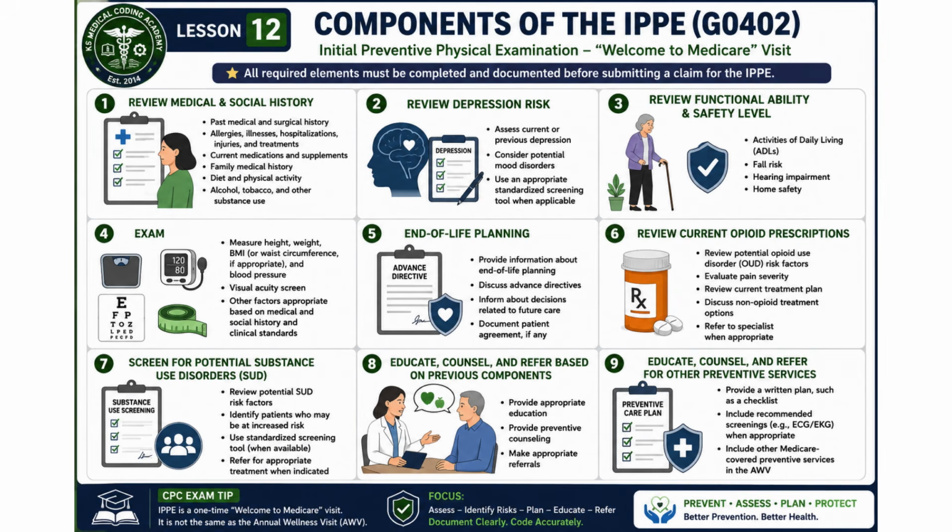The provider uses the information obtained during the IPPE to provide appropriate education, preventive counseling, and referrals according to the patient's identified needs. Component 9 is education, counseling, and referral for other preventive services. This includes providing the patient with a brief written plan, such as a checklist, for obtaining appropriate screenings and other preventive services. The plan may include recommendations for services covered by Medicare and, when appropriate, the once-in-a-lifetime screening ECG.